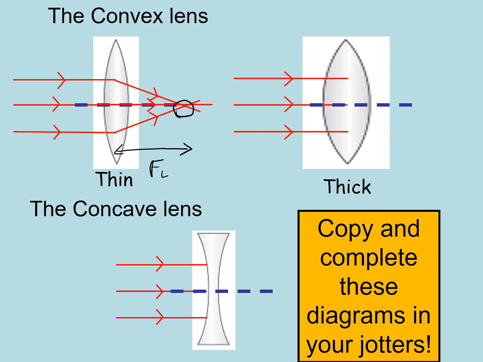If we do the same thing, but this time with a thick convex lens, we see that the length between the center of the lens and the focal point is much smaller. So thicker lenses are stronger lenses. They bring light to a focus more quickly, which is why if your eyesight is particularly poor, you might have thicker glasses. The concave lens has the opposite effect. Light goes in, and then we see it diverge. It comes out. Now, these are diagrams which you should copy and complete in your jotters for revision.